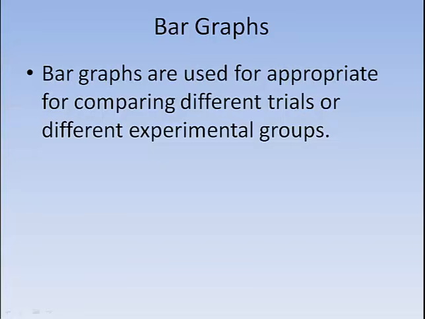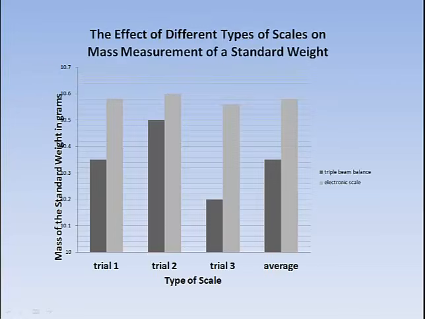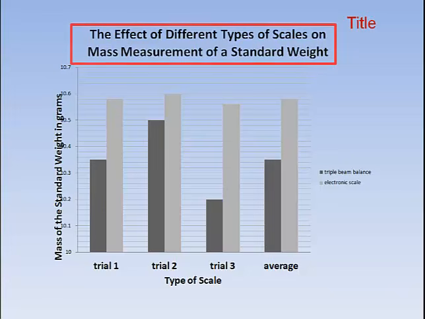Alright, so let's talk about the different types of graphs that we might use. Bar graphs are used for comparing different amounts or different trials. Okay, if we want to compare amounts or trials, then we use a bar graph. So here's our bar graph. Here's our title, the effect of different types of scales on mass measurement of a standard weight. We automatically know what our IV and DV are from the title. The IV is going to be different types of scales, and our DV is the mass measurement of a standard weight.